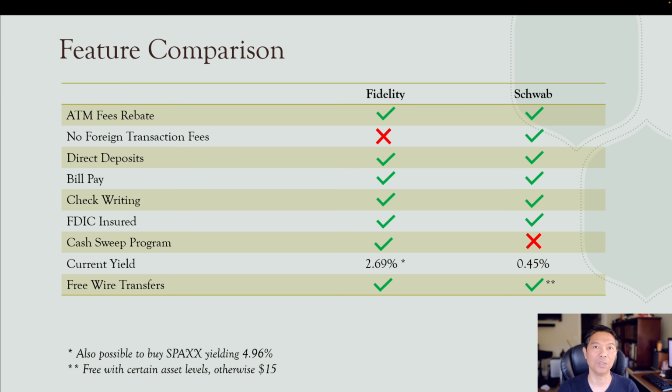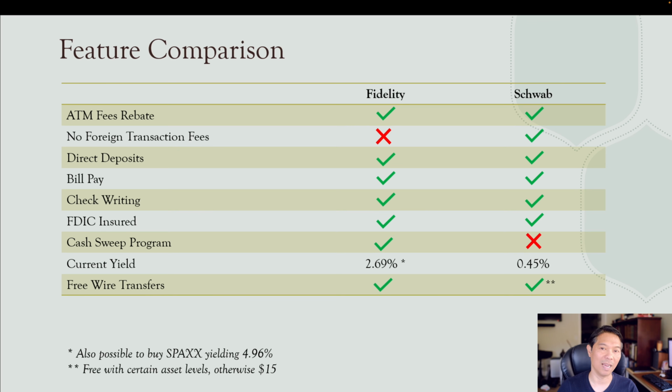The beauty of using SPAXX in your cash management account is that you only have to buy it once. Once you hold it, everything that you do in the cash management account is settled automatically against that position. So you can write checks, you can pay bills, and Fidelity will automatically sell that mutual fund and settle against that without you having to do anything.